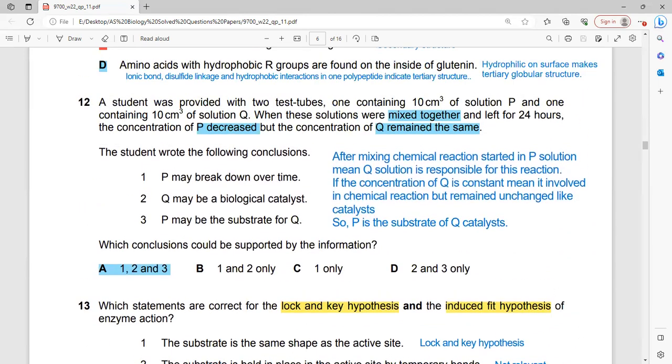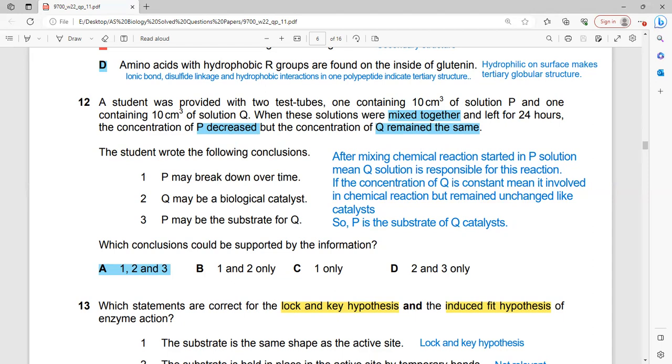A student was provided two test tubes, one containing a 10 cubic centimeter volume of P, while the other contained 10 cubic centimeters of the Q solution. When these solutions were mixed together, after 24 hours the concentration of P decreased, while the concentration of Q remained the same. So it means a chemical reaction in P is taking place with the help of Q, because before mixing there was no chemical reaction. After mixing, there is a chemical reaction. So P and Q are responsible for the chemical reaction.